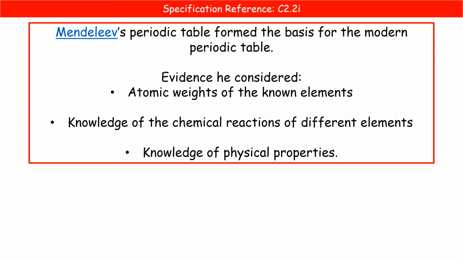So once he'd gathered that information together, he started to arrange them in order of increasing atomic mass. But he then worked out that certain elements reacted in a similar way and they had similar physical properties. So he then placed those into groups together. So that gives us a rather familiar structure, hopefully, to what we know today.